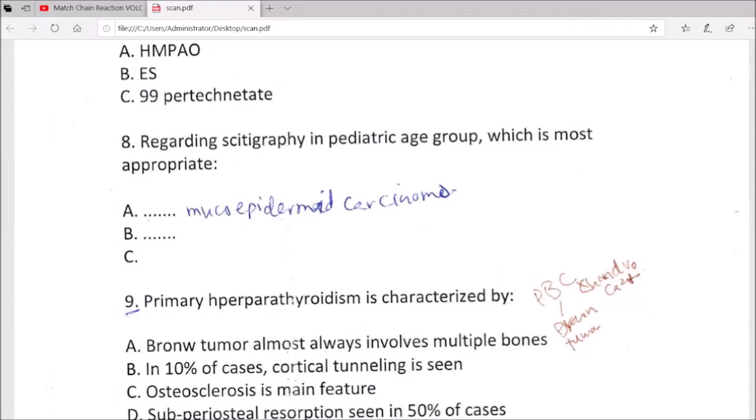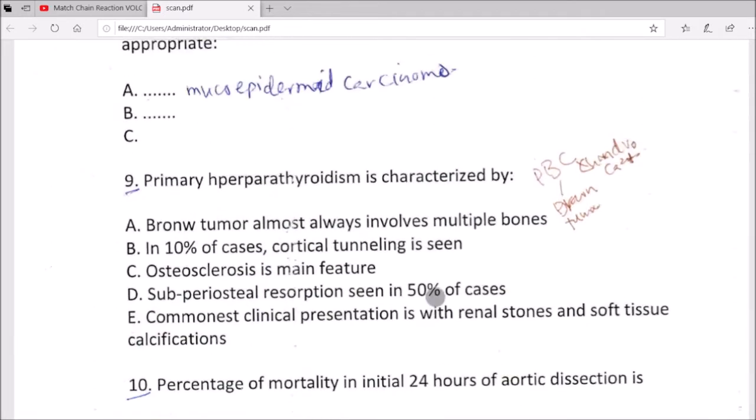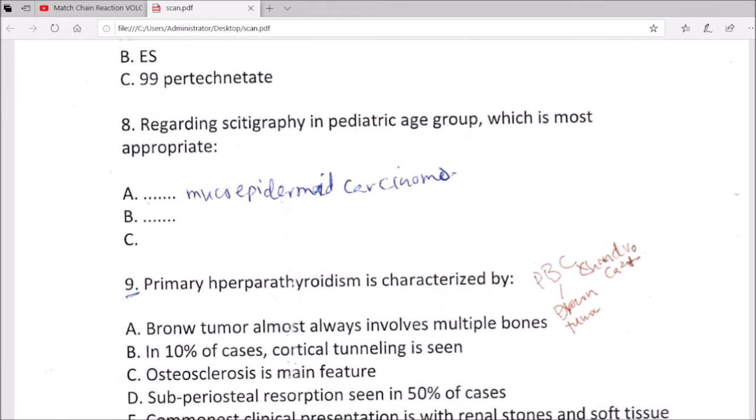In the pediatric age group, we see mucoepidermoid carcinoma. In adults, we see pleomorphic adenoma and Warthin tumor. In pediatrics, we see mucoepidermoid carcinoma.